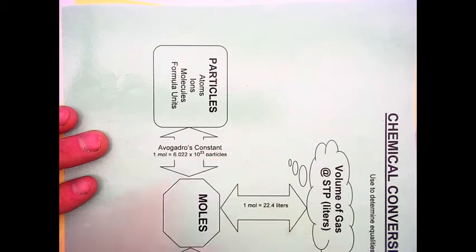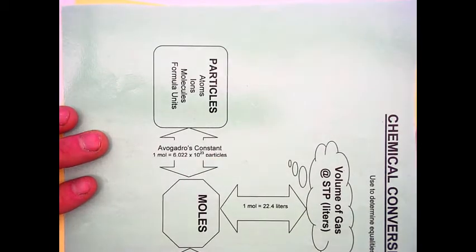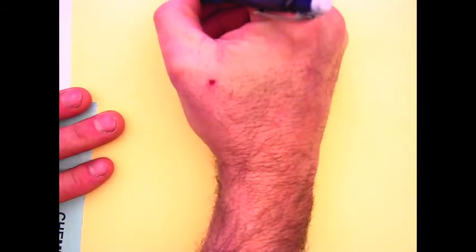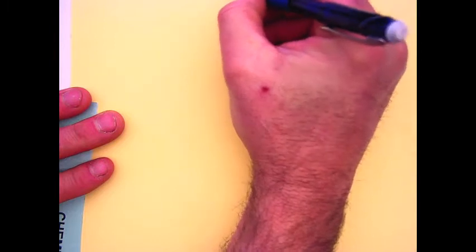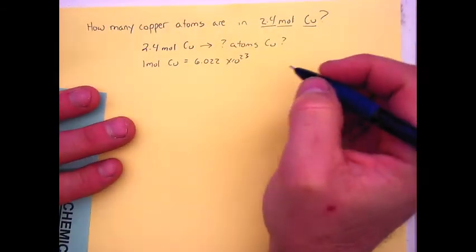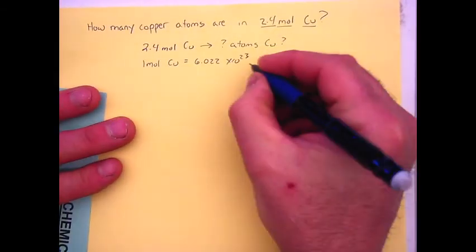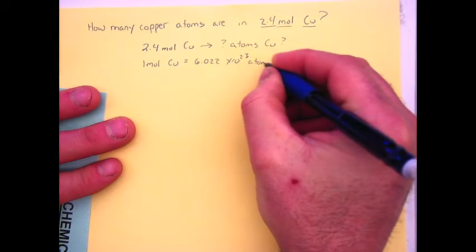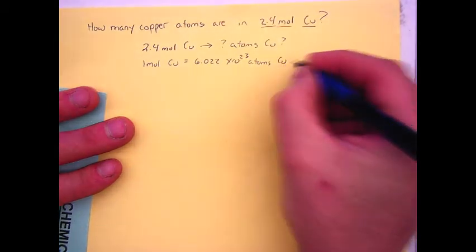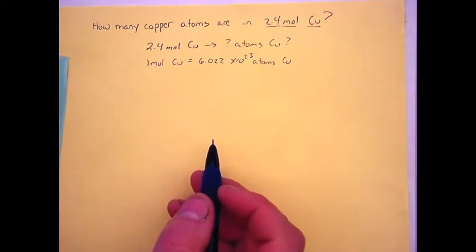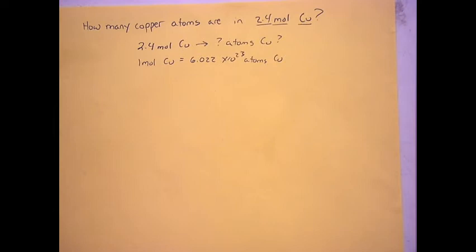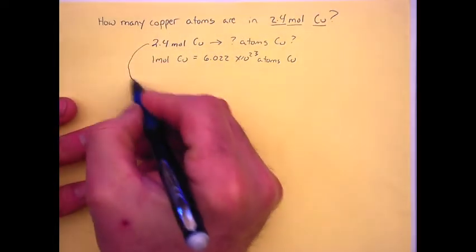Now we have to specialize and specify for this particular problem. So we say that 1 mole of copper is equal to 6.022 times 10 to the 23rd, and instead of particles, we utilize atoms of copper. Now, since this gets us to our end point and only one bridge is needed, we only therefore need one equality. We set up our grid.